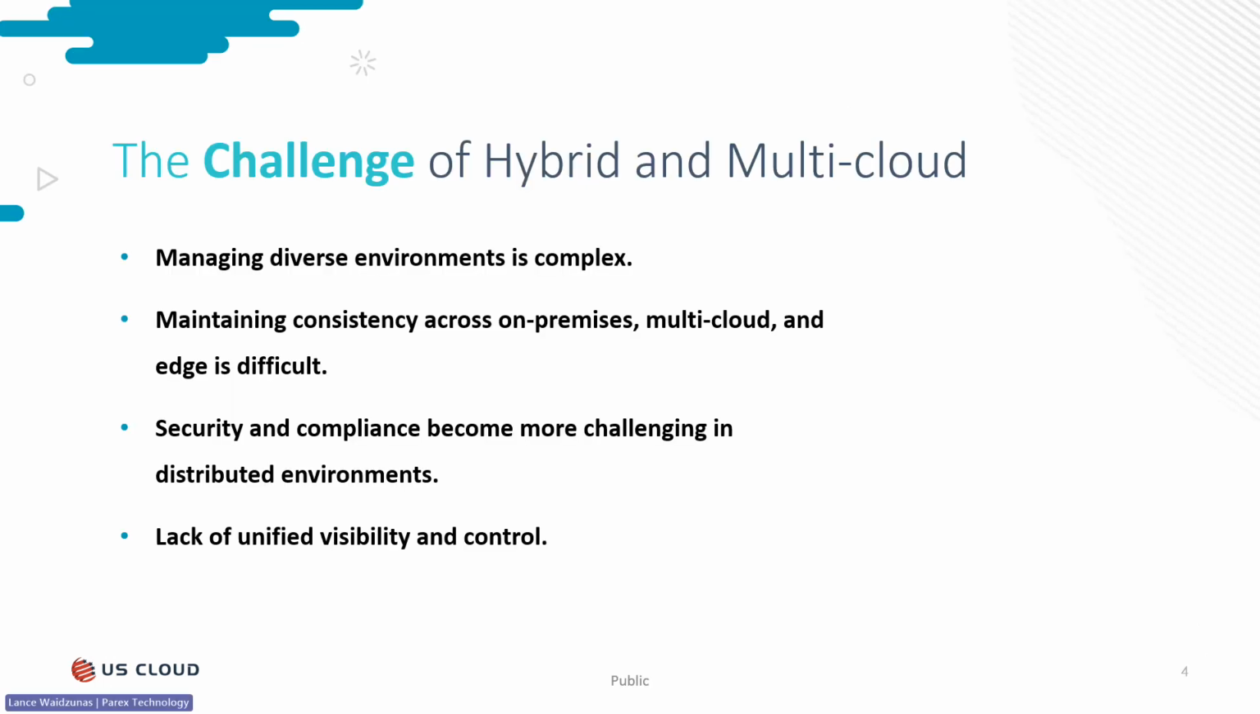So the challenge of hybrid and multi-cloud. Managing diverse environments is complex and complicated. Organizations typically have a mix of on-prem, cloud, edge, and IoT environments. Each environment has its own tools, its own processes, and its own management requirements. This diversity increases operational complexity and can lead to massive inefficiencies. Maintaining consistency across on-prem and multi-cloud and edge is difficult and complicated.